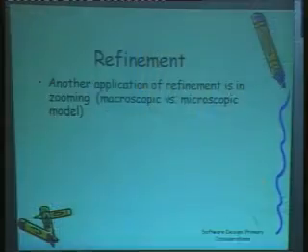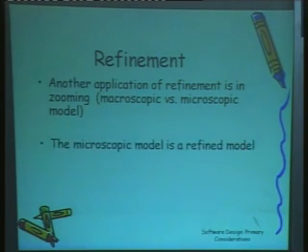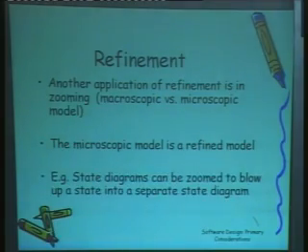Another application of refinement is in zooming. You want to zoom and refine. That means from a macroscopic model you want to go to a microscopic model. You are refining the model, from the macroscopic to the microscopic. The microscopic model is a refined model. State diagrams, for example, in UML can be refined or can be zoomed onto.